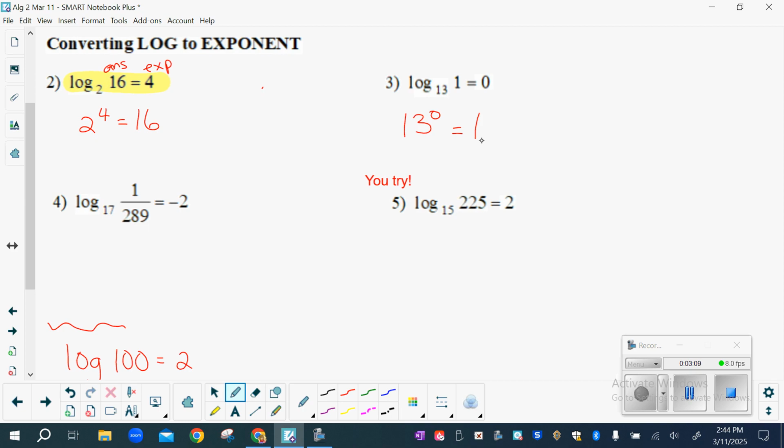Okay, so let's pick another group. This group back here. Rewrite this in exponential form. What's the base? 17. And then what's the exponent? -2. And that's equal to? 1 over 289. So remember that a negative exponent means it's the same thing as 1 over 17 squared, which is 1 over 289. So that's a true statement. Go ahead and do the U try, number 5.